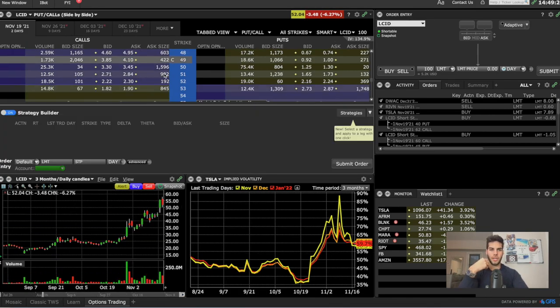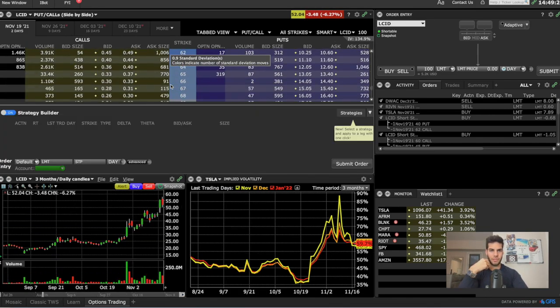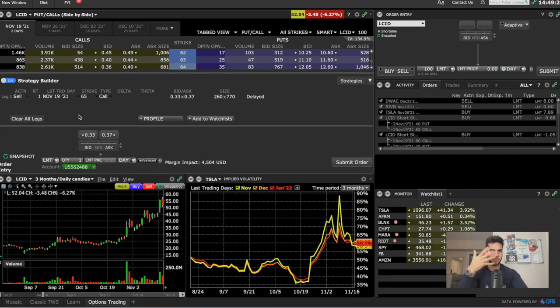On the options chain, if we go to the 65 strike and we look at selling the calls, we click sell leg right here and it'll pop up. This is on Interactive Brokers. I love using Interactive Brokers for anything to do with options trading.